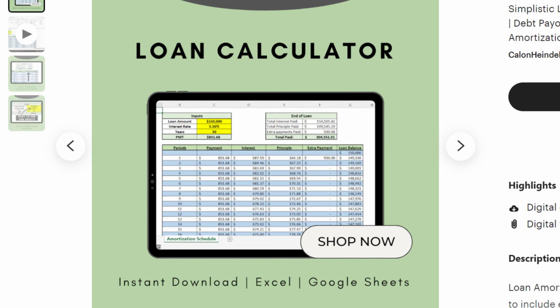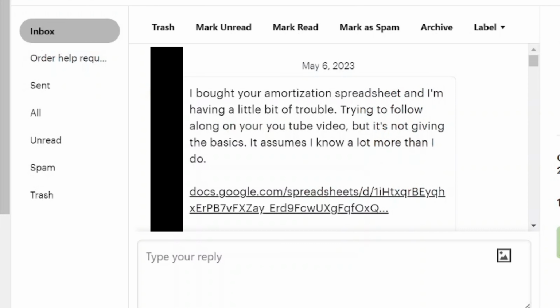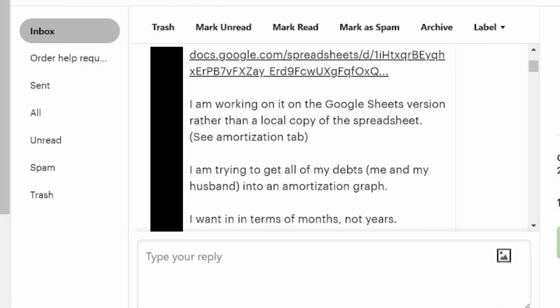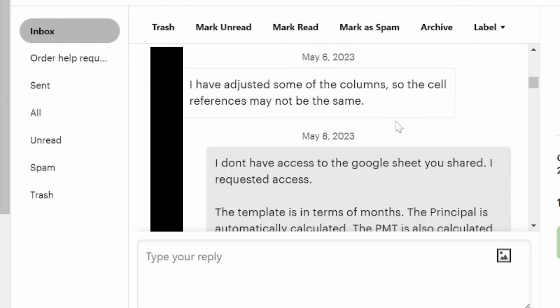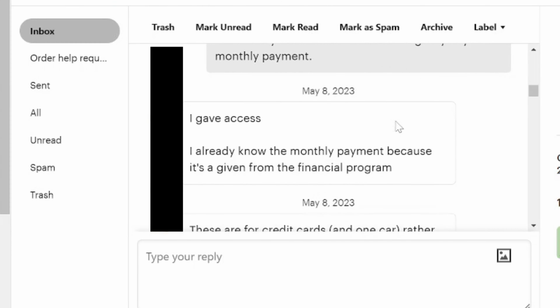Now, I want to tell you a little bit about this. So this person purchased my loan amortization table template. And keep in mind at the time, this template was $2.99. So not a crazy purchase, isn't gonna break the bank. This person purchased the template, and then they later messaged me saying, hey, I'm having trouble understanding the template, how does it work? Can you please help me out? Here's a link to the Google Drive where I've been using the template.